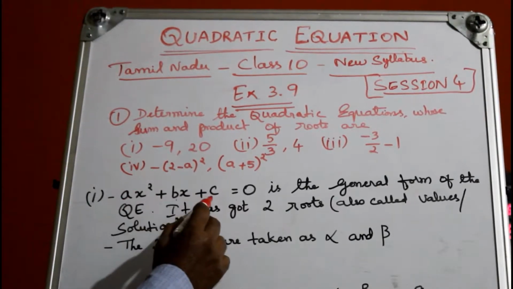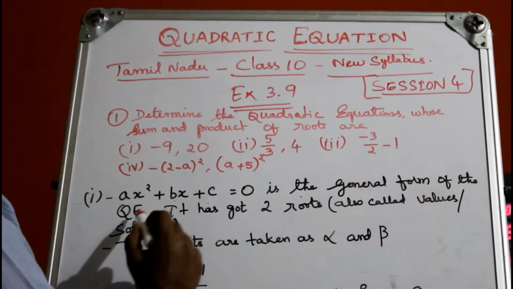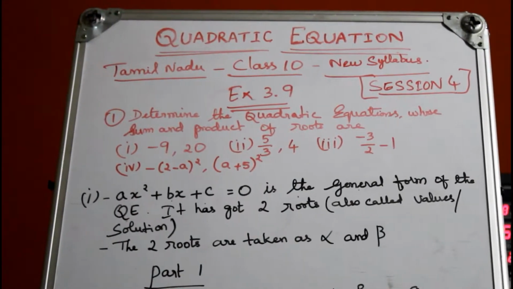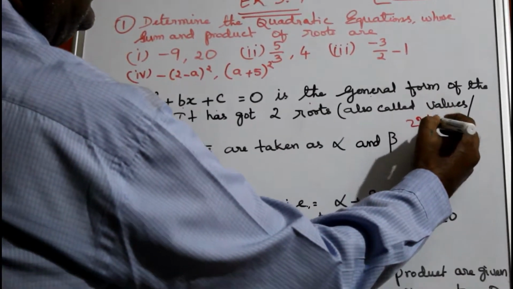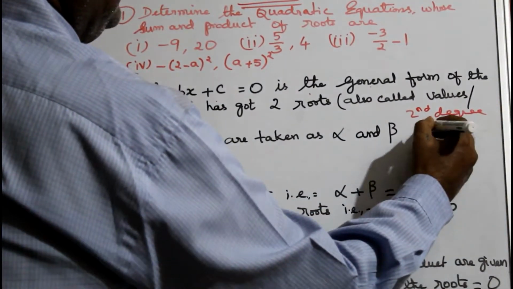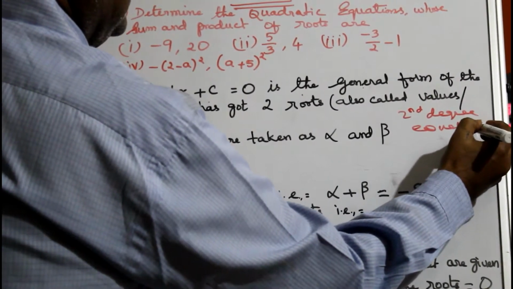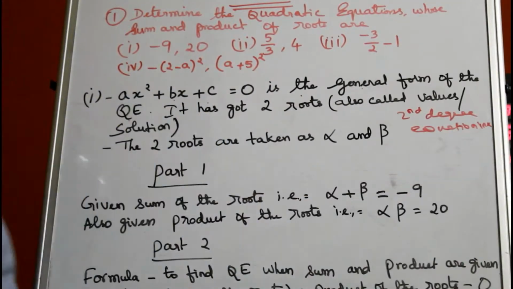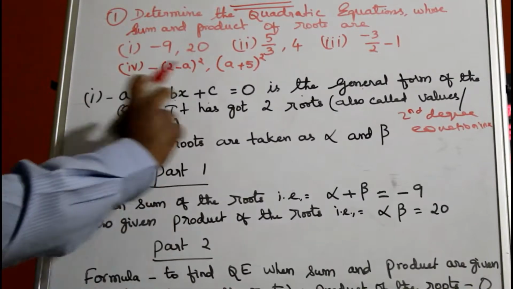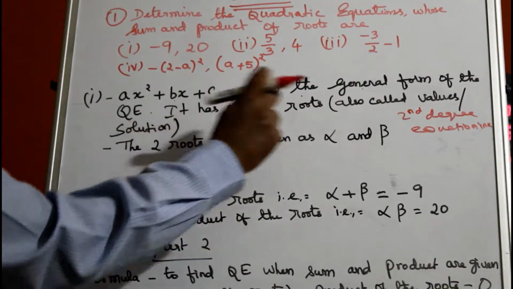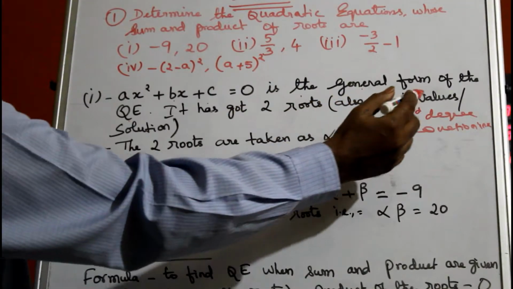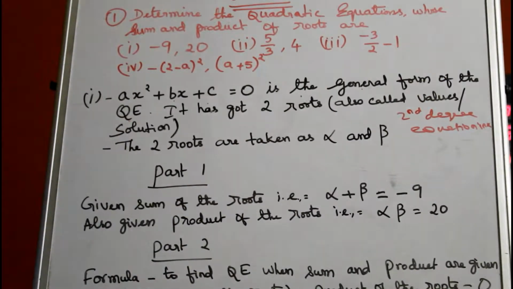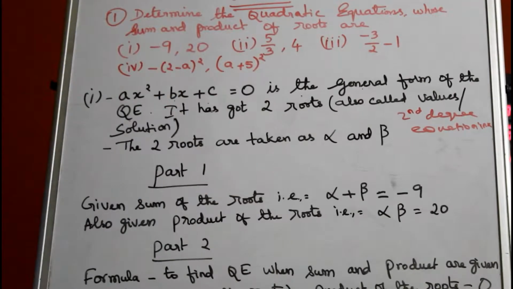ax square plus bx plus c equal to 0 is a general form of the quadratic equation. A quadratic equation is also called second degree equation, second degree equation in x. And since it's a second degree equation in x, it has got two roots. And I told already previously the two roots are also called two values or two solutions. So this is a general introduction of quadratic equation because we are starting separately for class 10.